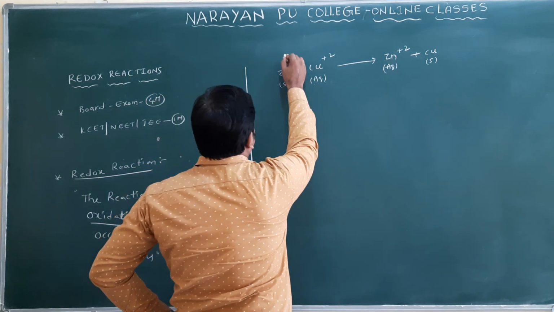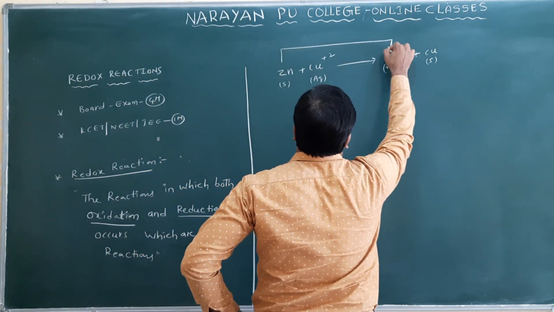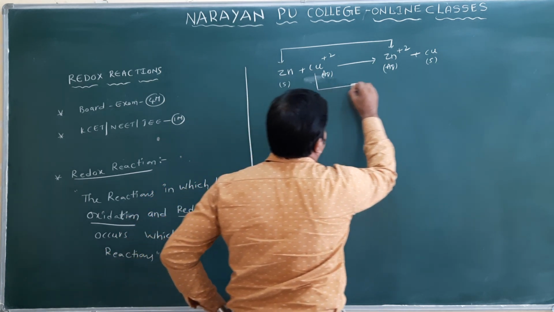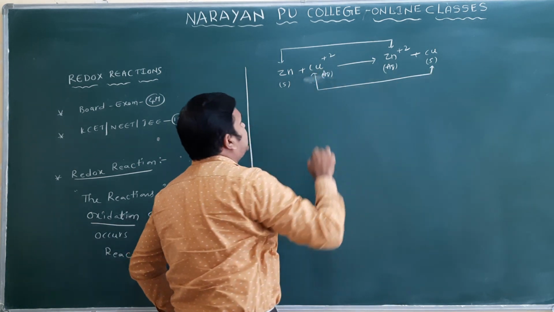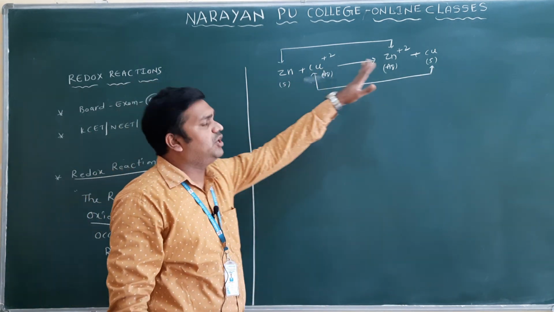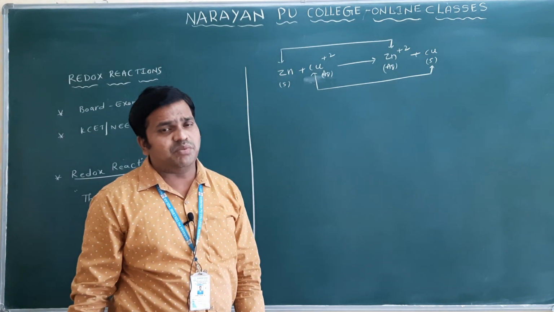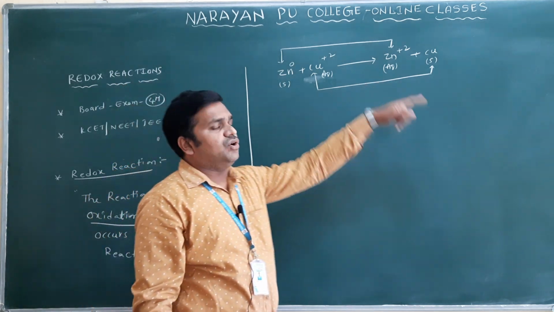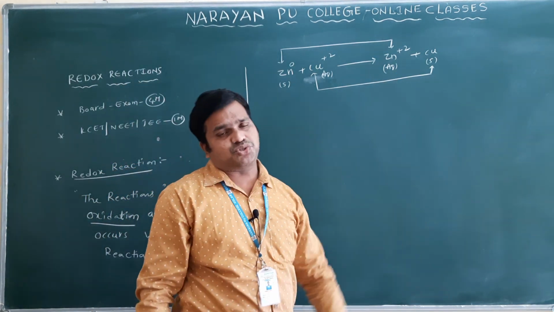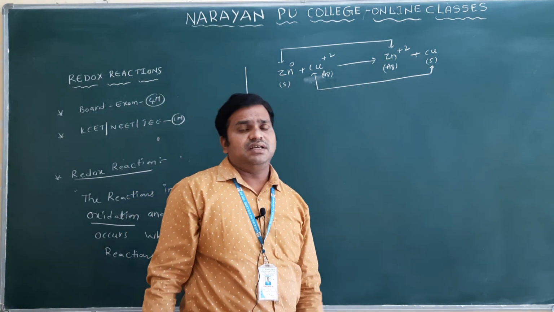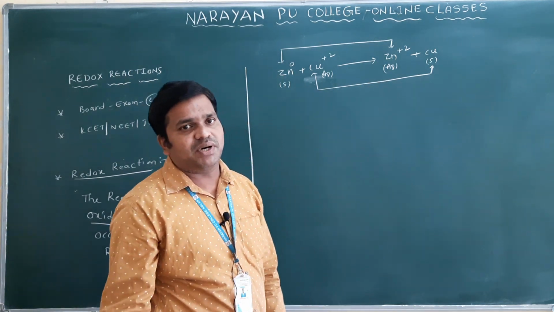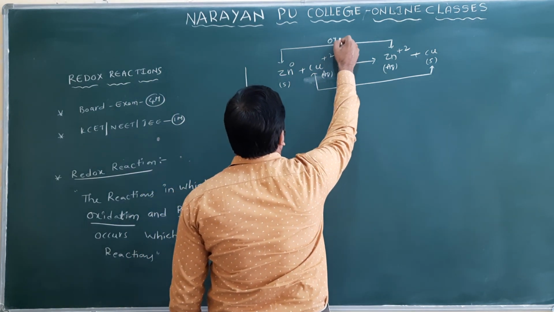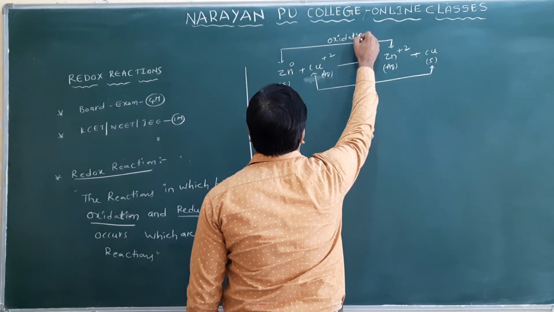Here we have the zinc part, and one more, the copper part. Zinc is converted into Zn2+. What is the oxidation number of zinc here? 0. The oxidation number of Zn2+ is plus 2. So what takes place here? There is an increase in the oxidation number. An increase in the oxidation number is called oxidation.